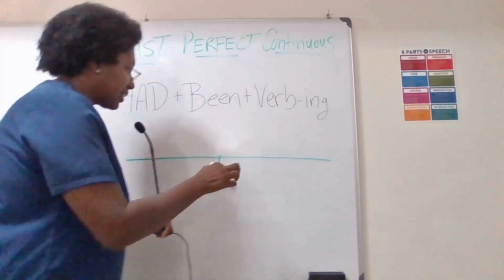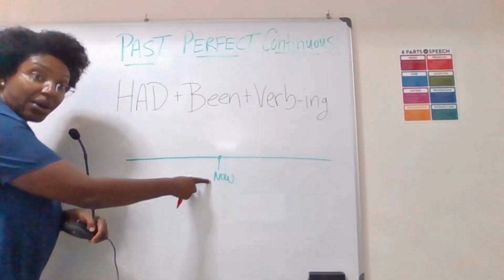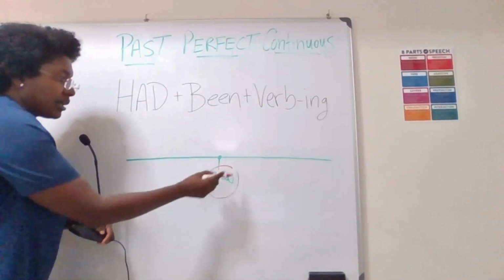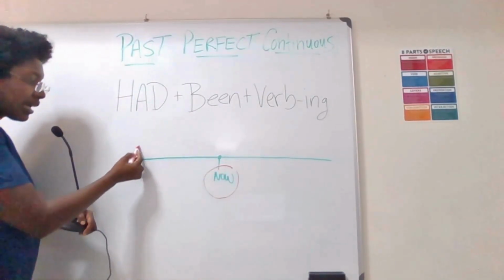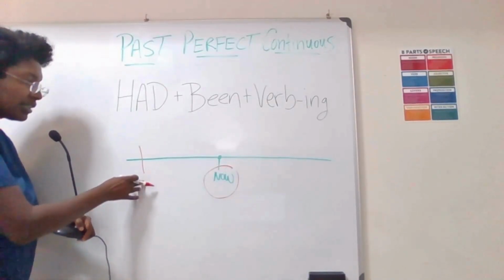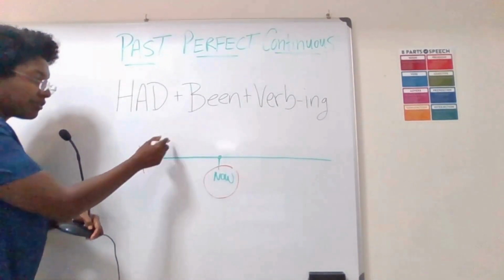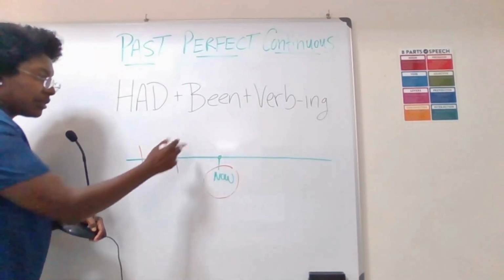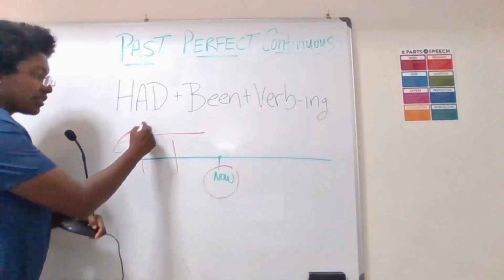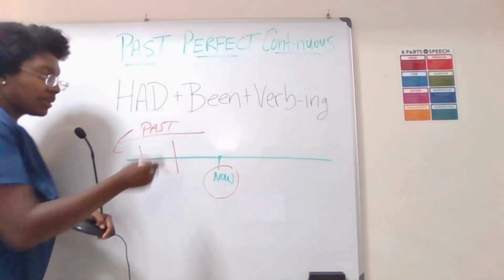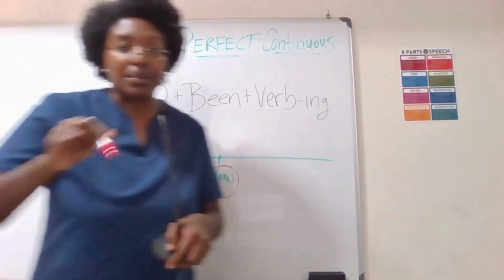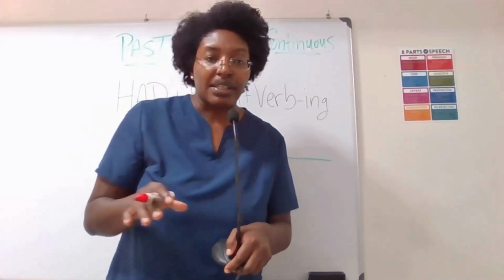So if this is my timeline, now we're right here. We are talking about something that happened in the past. It was one event, and that happened before another event, but they are both in the past. So that's why we would use the past perfect continuous tense.